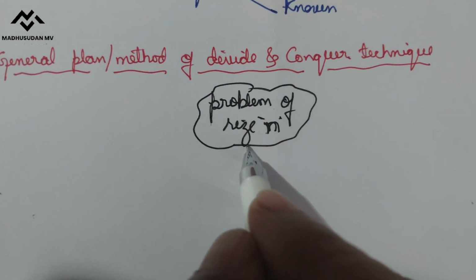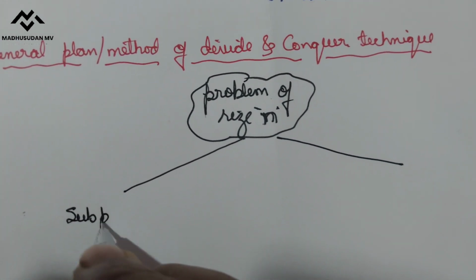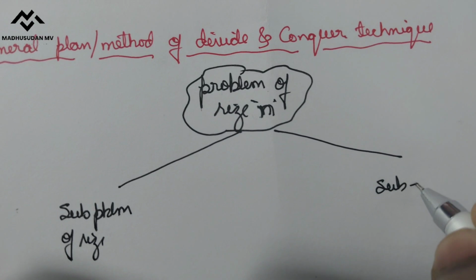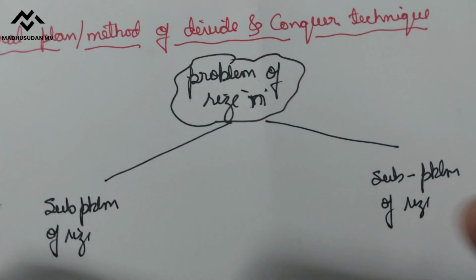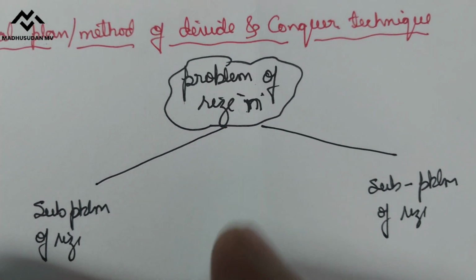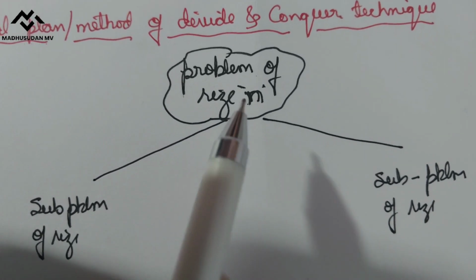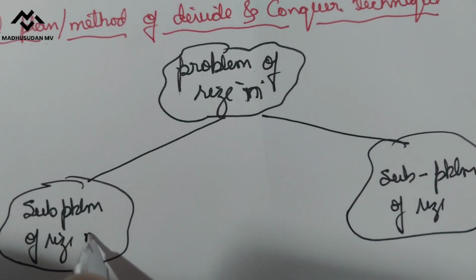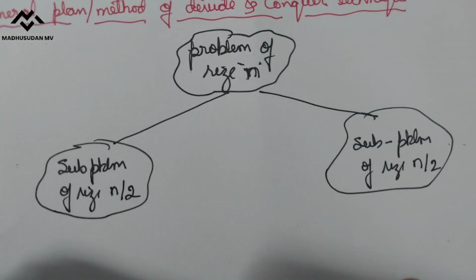In divide and conquer, whenever the problem size is large, we always divide it into two sub-problems. The given problem of size n, I am dividing into two parts. Always in divide and conquer, we divide the problem every time into two parts if the problem size is large. Two parts means each is of size n by 2, half. Generally we divide almost into equal parts.